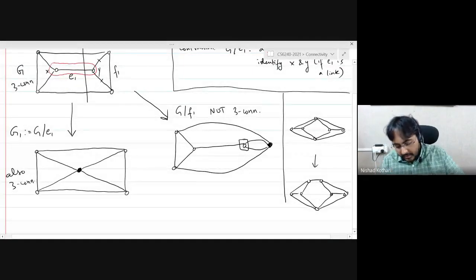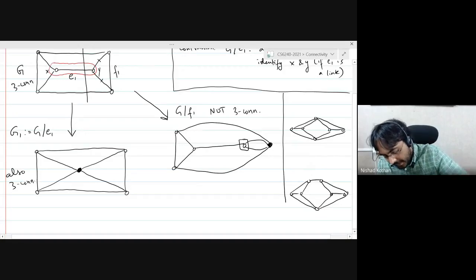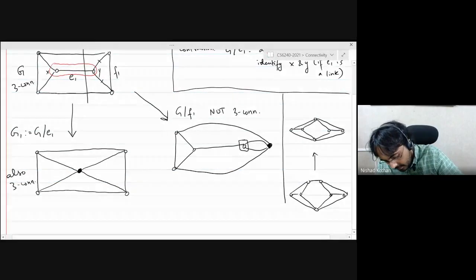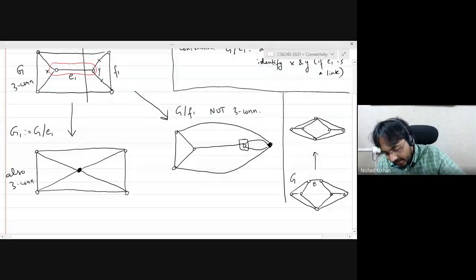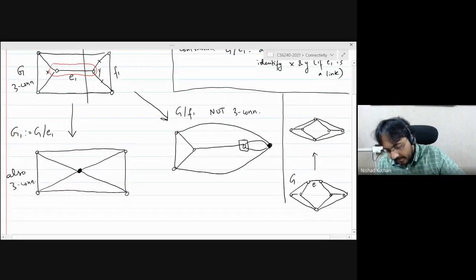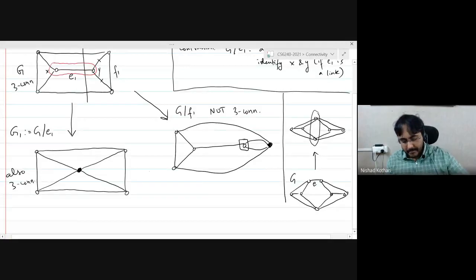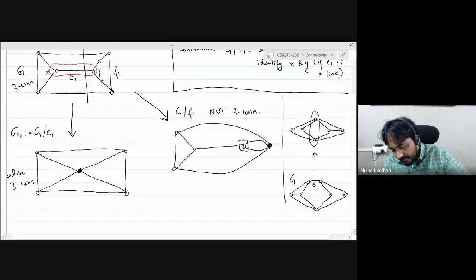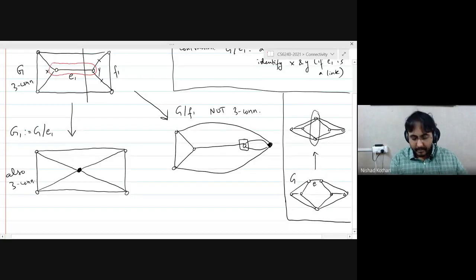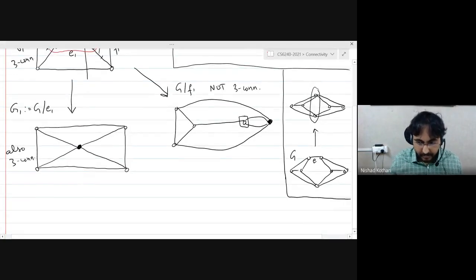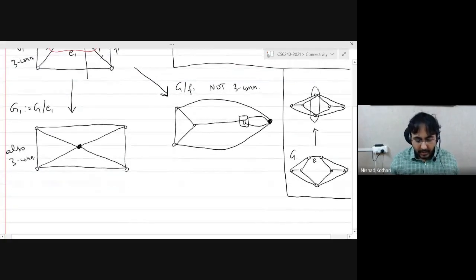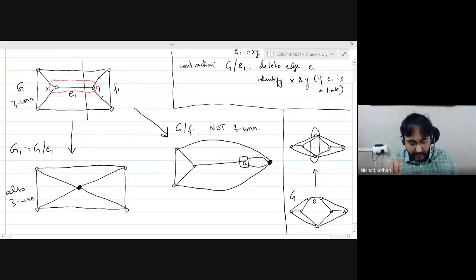Okay, so here is an example of a graph G, where if you contract the edge E, the resulting graph is simple, but it is not 3 connected. Okay, so it turns out that that's not a criterion for the resulting graph to be 3 connected. But anyways, we are not looking for a criterion right now. We will come back to that point later.